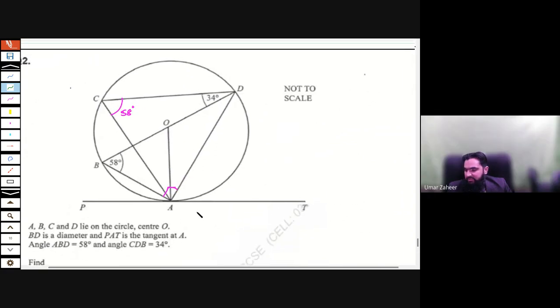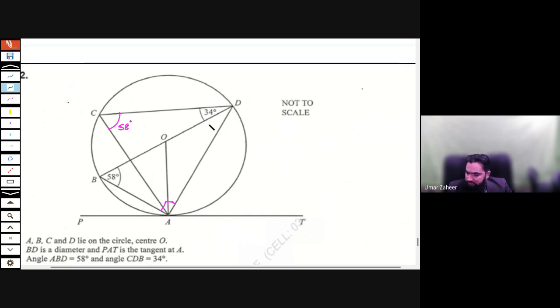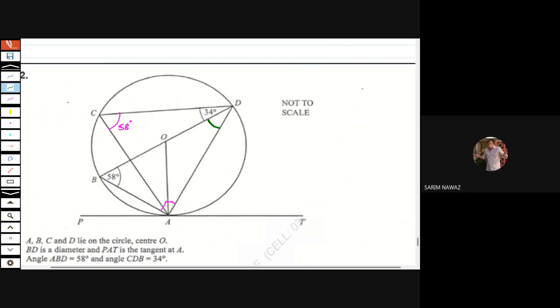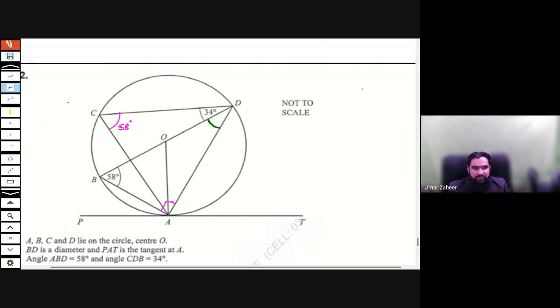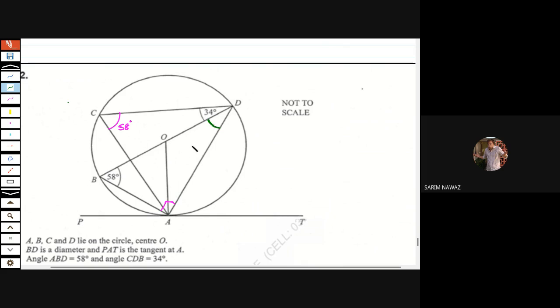Yes, sir. The next angle is ADB. This is the angle that we need to find. Yes, Salim, how can we find this one? The green one. So we can use the sum of interior angles, which will be 180 minus 58 minus 90.